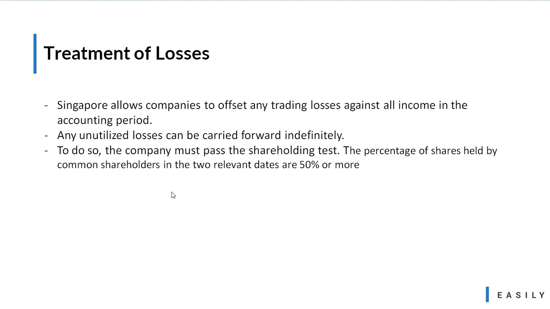And to do so, the company must pass the shareholding test. So the percentage of shares held by common shareholders on the two relevant dates must be 50% or more. If you want to carry forward the loss from last year, then last year's shareholders versus this year's shareholders must have more than 50% in common.